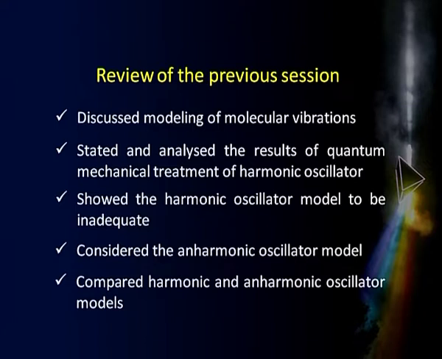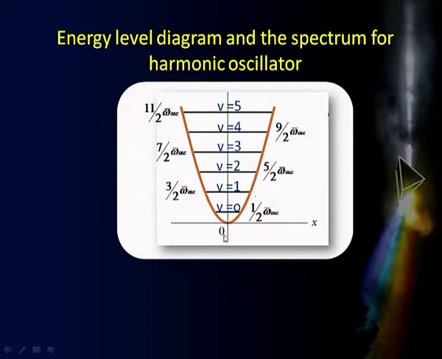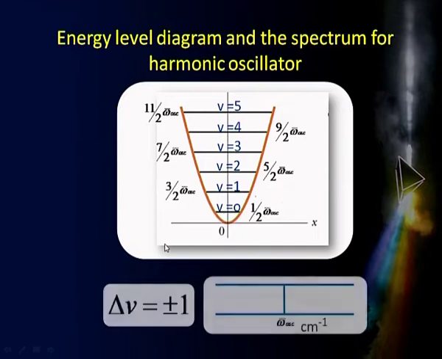So let us recall what kind of energy level diagram we had for a harmonic oscillator. You remember that we had a series of equally spaced energy levels. The first one, V equal to 0, was at half h omega, and the next were at 3 by 2, 5 by 2, 7 by 2, 9 by 2, 11 by 2, and so on. That means they are equally spaced. And the vibrational quantum number changes by 1 unit as a selection rule, which led to a spectrum consisting of only a single line.